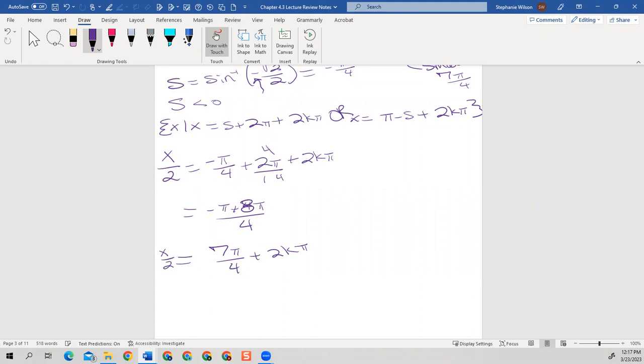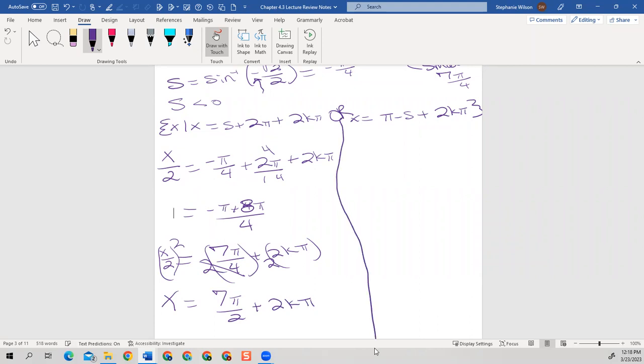And now we need to undo this fraction over here. So we're going to multiply each part by the 2. So now I have x is equal to, and these 2 and that 4 reduces. So I got 7 pi over 2 plus 2k pi. Also, before I come over and do this other side, I wanted to try plugging in 5 pi over 4, because we know it's on the unit circle as well for this particular point.